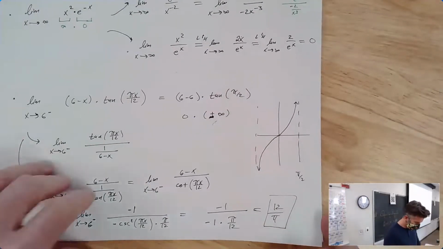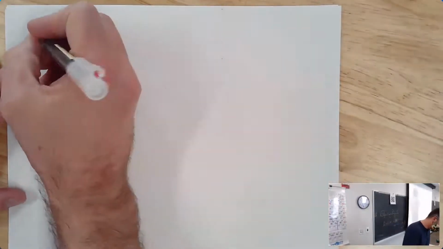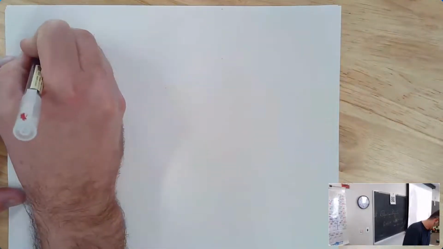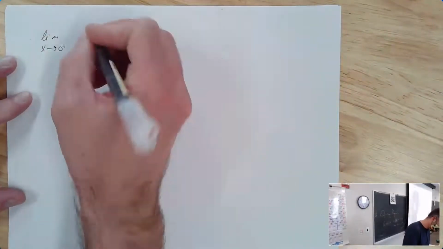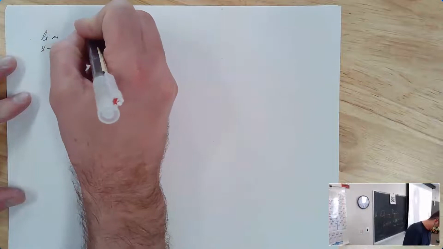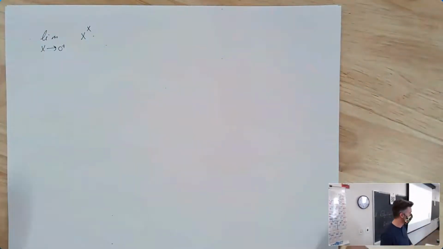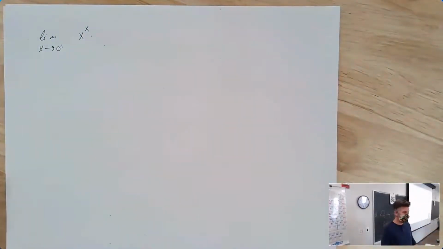So let's look at some exponential indeterminate forms. Let's start with the following kind of standard example. We'll find the limit as x goes to 0 from the right of x to the x power. This is definitely a 0 to the 0 type of limit. And a lot of the time they end up being 1, but not all the time.